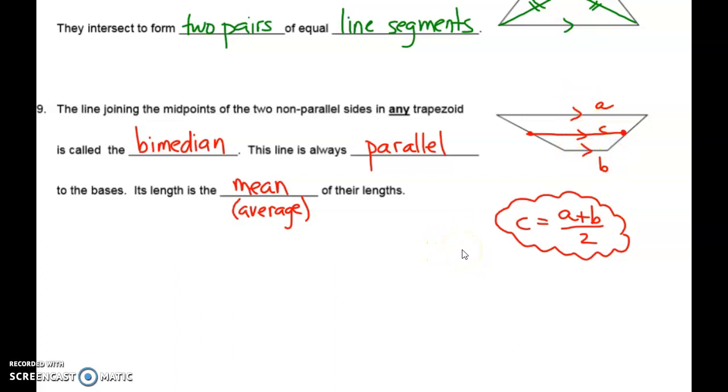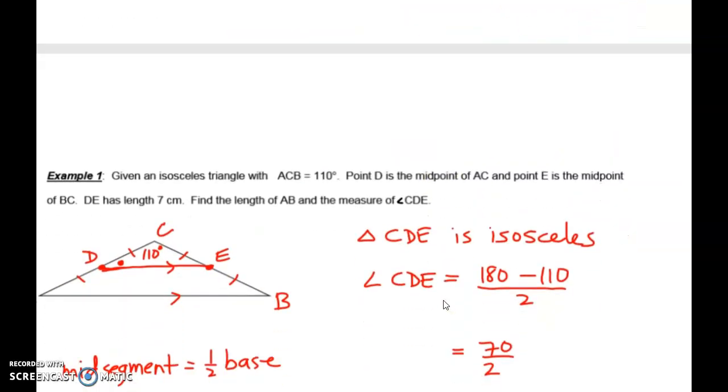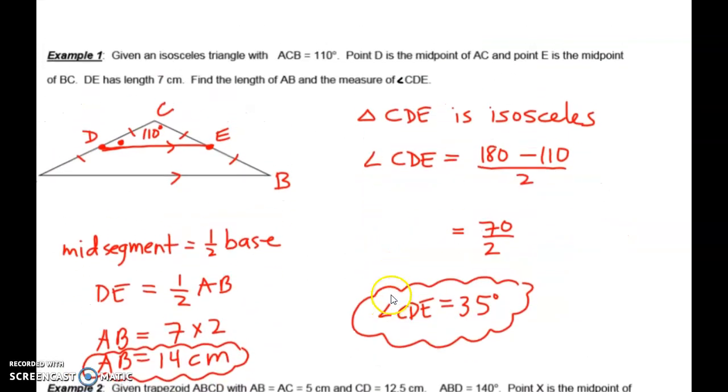Okay, and furthermore, the length of this bimedian is always going to be the average of these two lengths. So if I add these two sides together, divide by 2, it's going to give me this length right here. Okay, so let's look at an example.